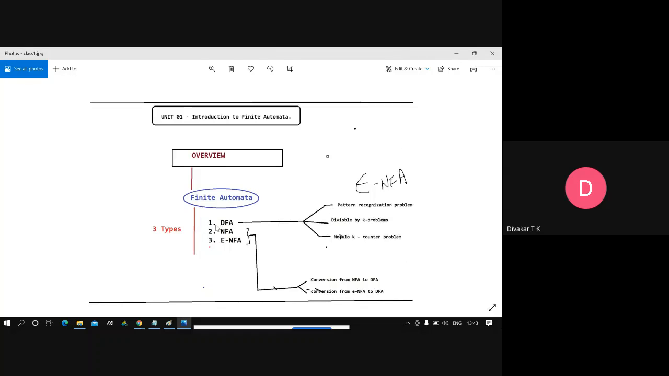Now, till today we are done with DFA problems. Out of that, we have completed the pattern recognition problem, and also we have completed the modulo k counter problem. Only the remaining part is divisible by k problems, and Monday we are completing DFA. Full DFA we are completing. Next, onwards we are moving into the NFA part.